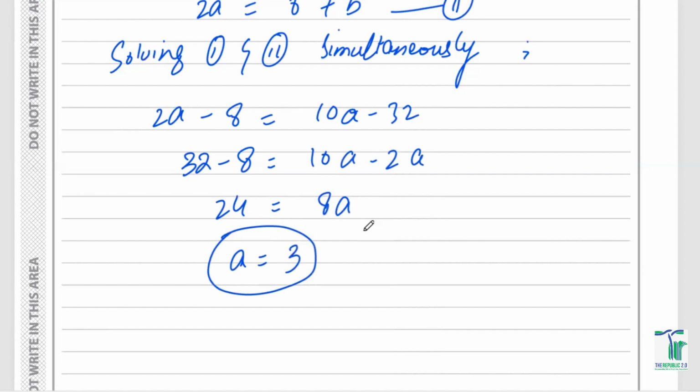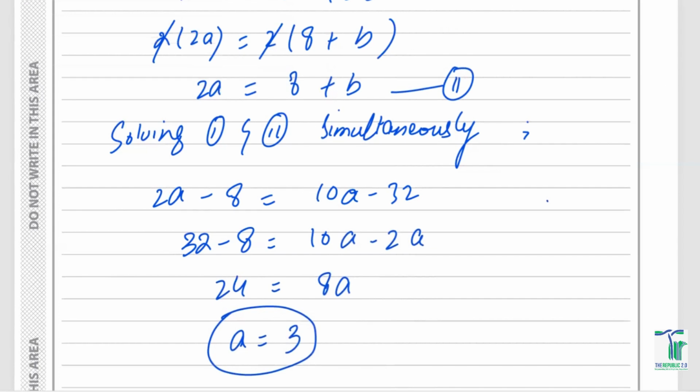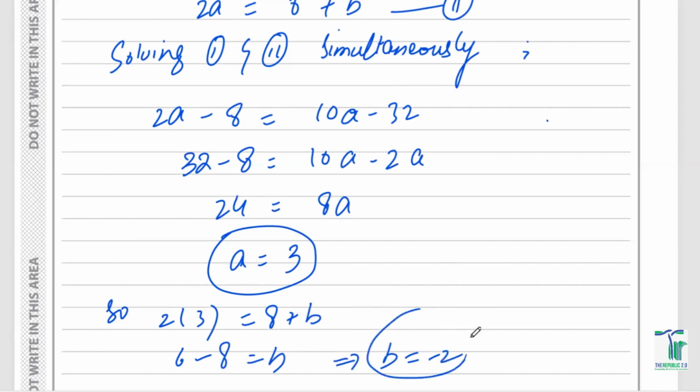And once you've got the value of a, you can simply plug that value of a into any one of the above equations to get the final answer. For example, let me plug that value of a over here. In this equation, a is 3. So 2 times 3 is equal to 8 plus b. 6 minus 8 is equal to b. So b comes out to be negative 2. So I've got it. a is equal to 3 and b is equal to negative 2, right?